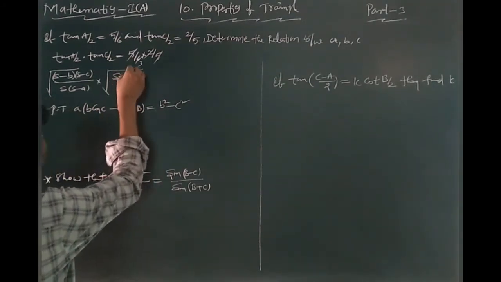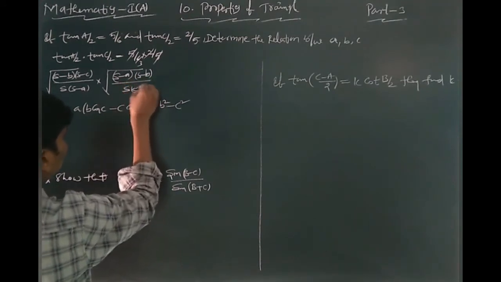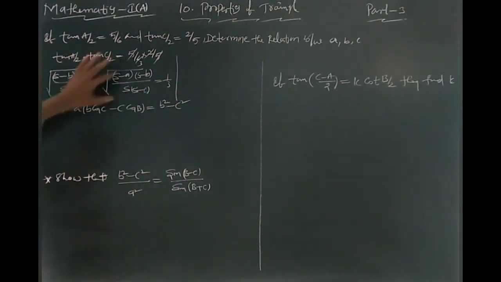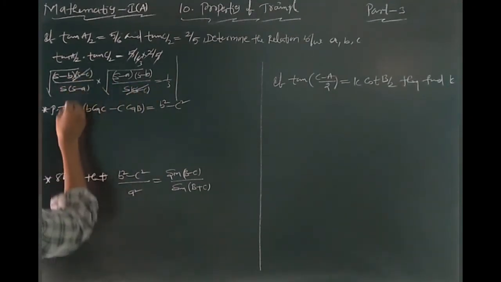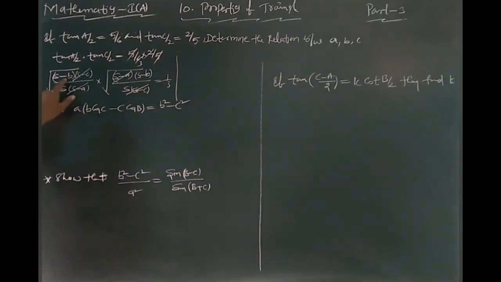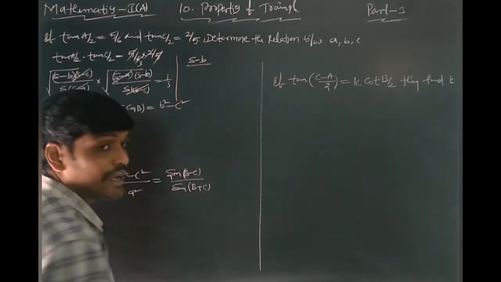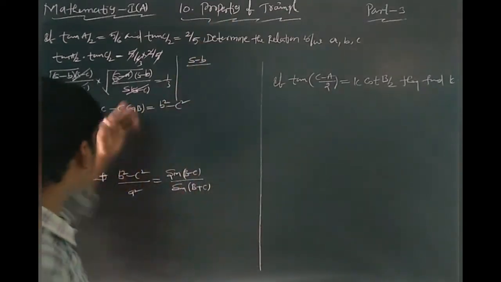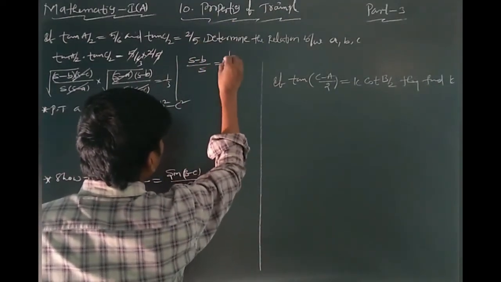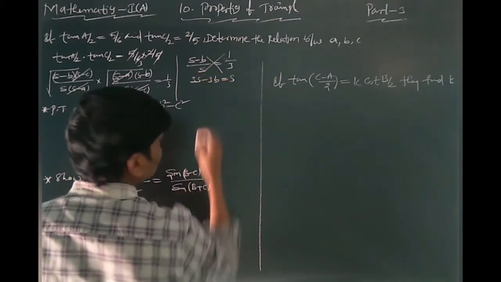(s minus a)(s minus b) by s(s minus c) is equal to 1 by 3. Similarly, here under the square root, s minus c and s minus c, s minus a and s minus a cancel. Here s minus b is there. You can write the square root of (s minus b) whole square, nothing but (s minus b) by s, which equals 1 by 3. Cross multiply: 3s minus 3b equal to s.